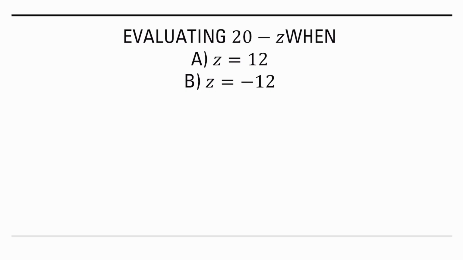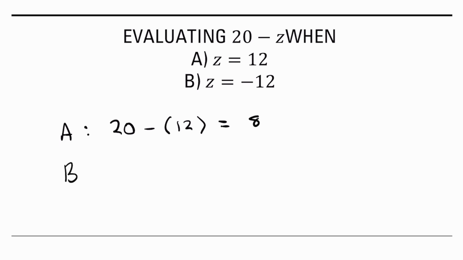Evaluate 20 minus z when z equals 12 and then z equals negative 12. So for a, same process as last time. Hopefully you're having a go at these as we go. So 20 minus, and then brackets where the variable is, and I plug in 12. And so the brackets really help to reduce sign errors. And so 20 minus 12, I can do that quite simply. That would just be 8.